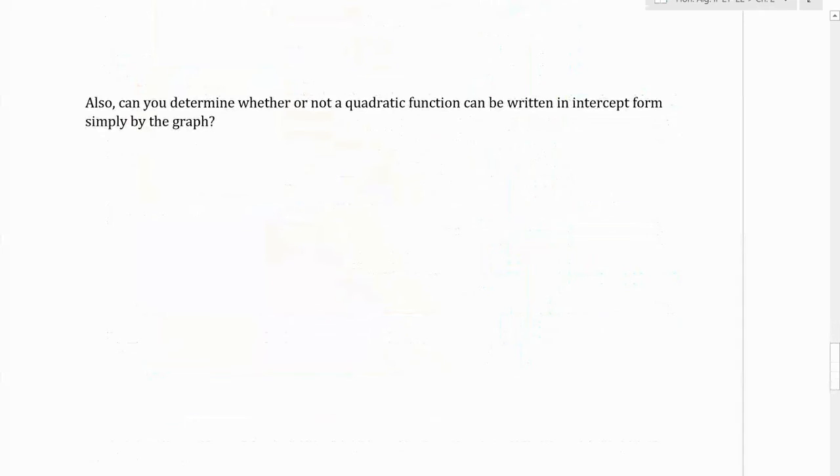Okay, and then one other thing is, can you determine whether or not a quadratic function can be written in intercept form simply by the graph? Because this form is giving us x-intercepts. So what if you've got some parabola that opens up and it sits right there? Is it ever going to cross the x-axis? No, that thing can't be written in intercept form.